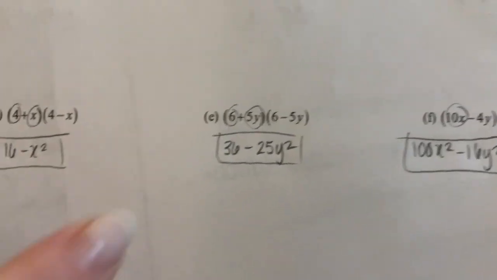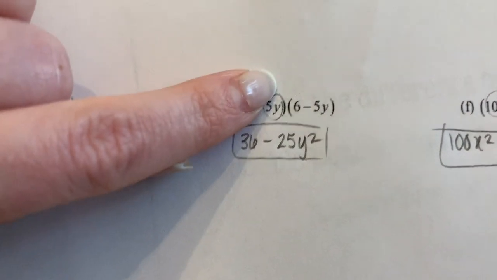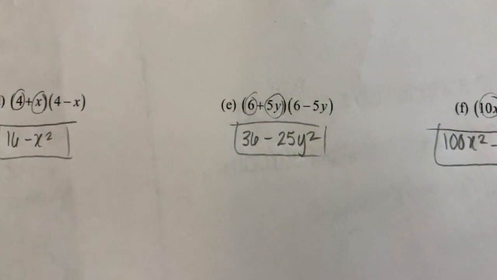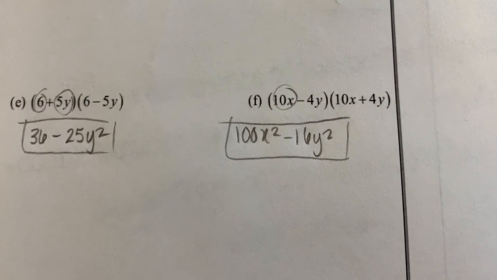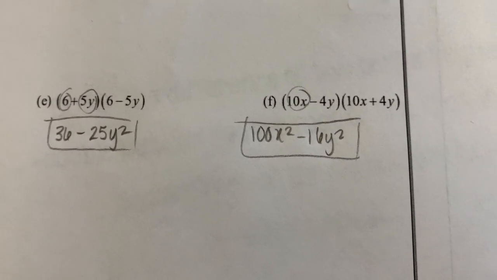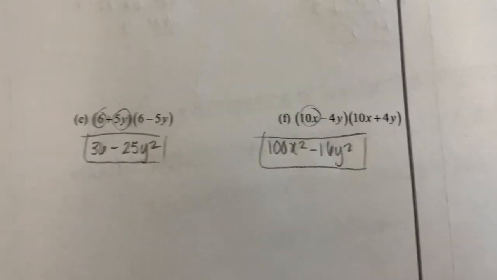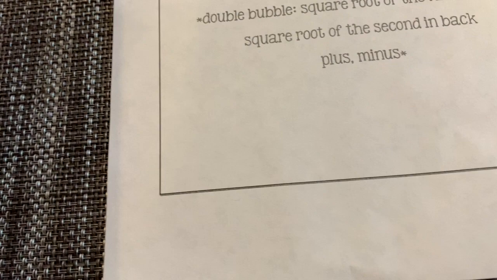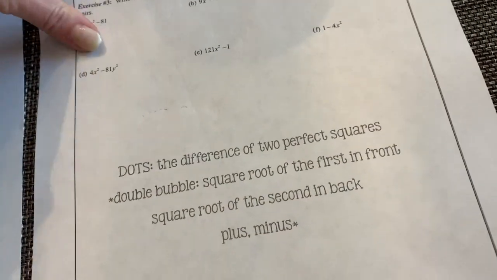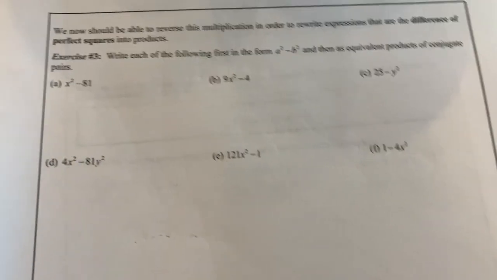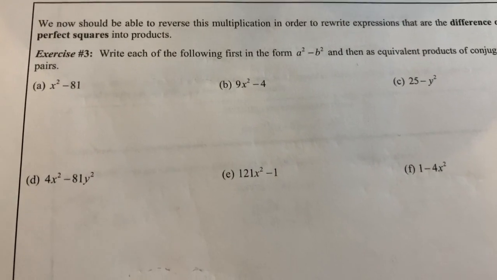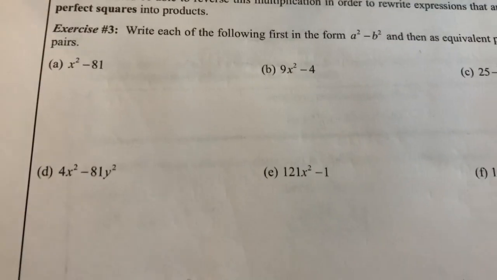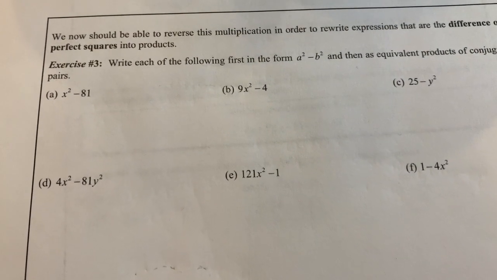Okay? So here too, square the first, that's 36. Square the second, 25y squared. Stick a minus in between. And the last one, same thing. You should get 100x squared minus 16y squared. Square the first, square the second, stick a minus in between. Okay? So now what we're going to do is we're going to reverse the process, because this is a special multiplication situation, and because it's a special multiplication situation, we can go backwards and we can factor something that's already written as the difference of two perfect squares because we know this pattern.